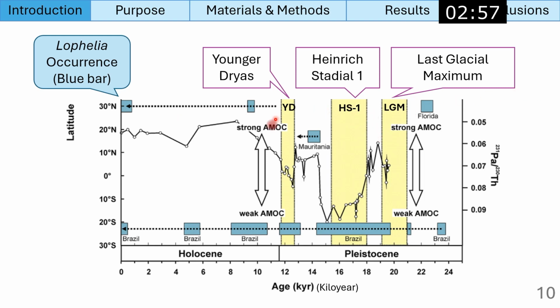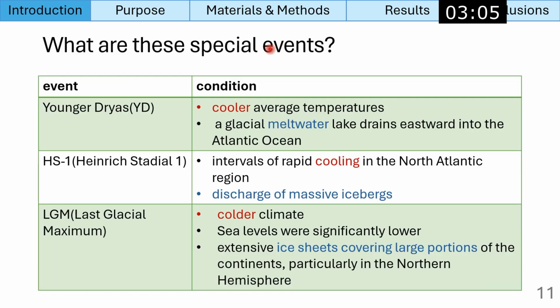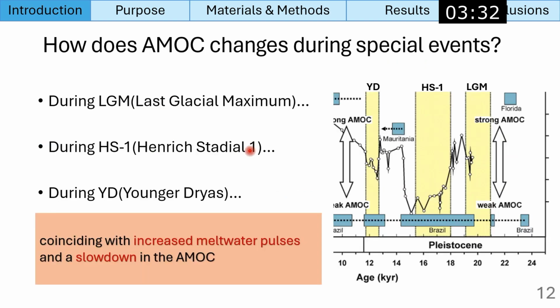And there are 3 special events here: the Last Glacial Maximum, Heinrich Stadial 1, and the Younger Dryas. So what are these special events? The Last Glacial Maximum had extensive ice sheets covering large portions of the continents, particularly in the northern hemisphere of the Earth. And the other 2 had glacial meltwater and discharge of massive icebergs, but overall, these 3 events are cold periods.